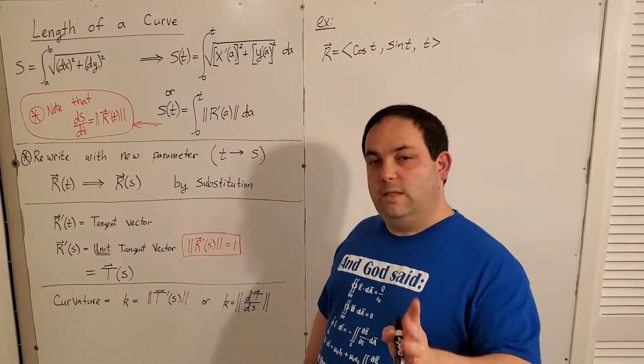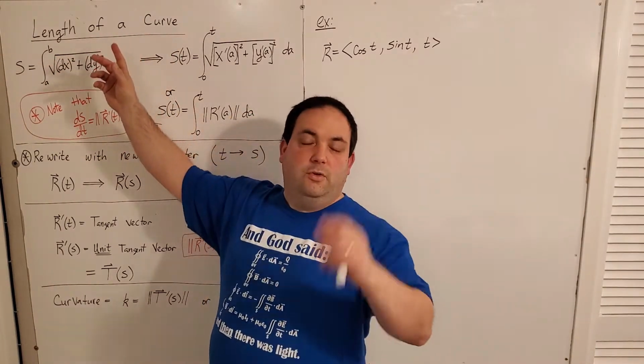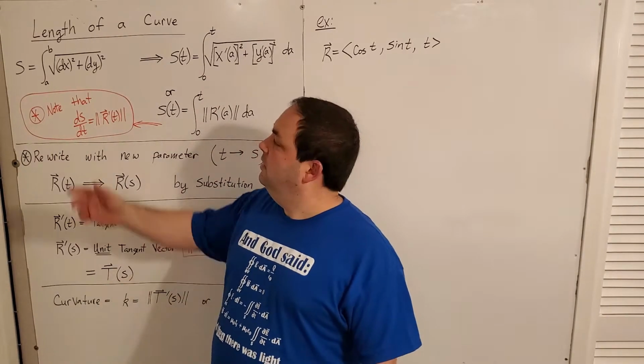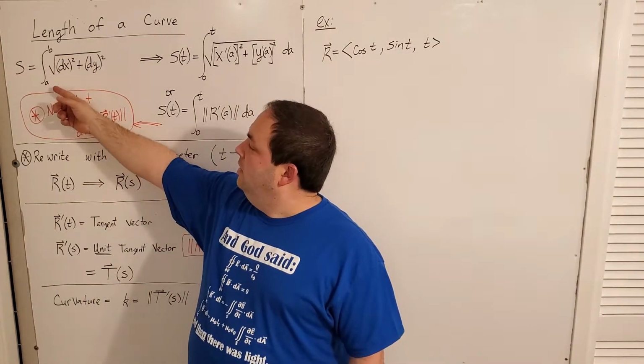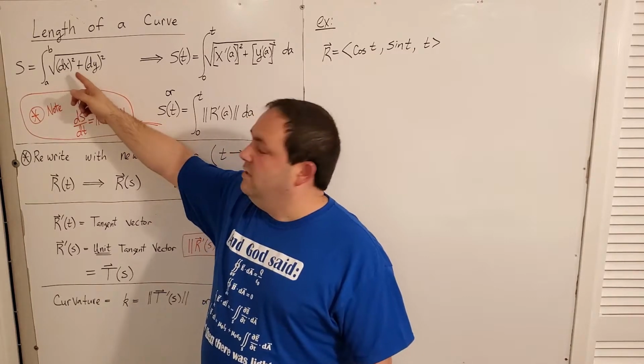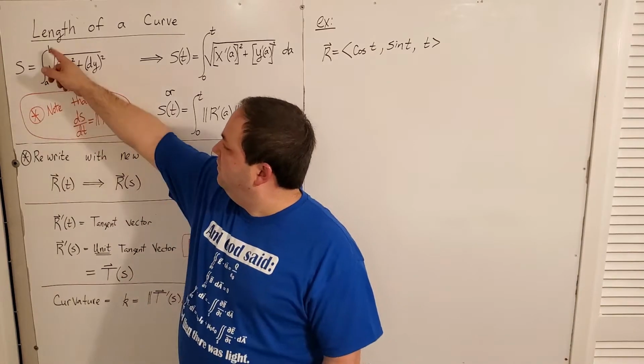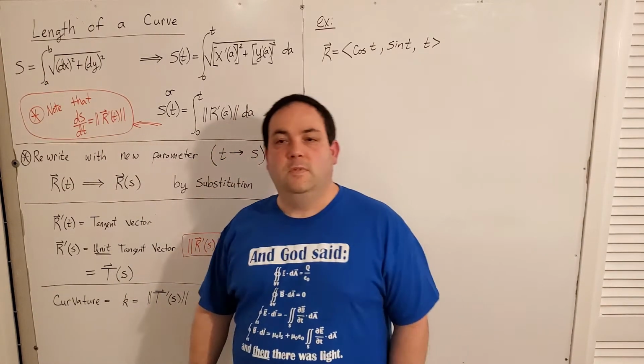Let's start with something familiar, right? The length of a curve. You've been doing that since Calculus 1. It's just the integral of the square root of the squares of the infinitesimal pieces at every given point, and you sum them all up by integrating, right?